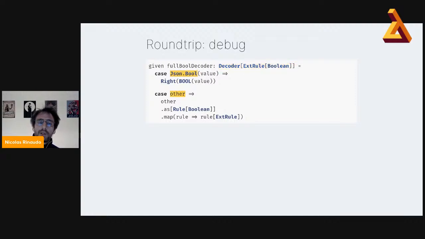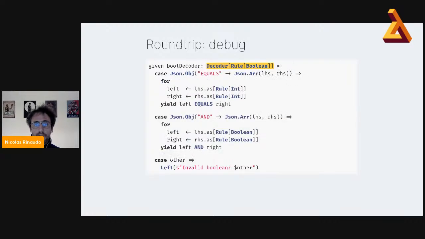So this knows how to decode Booleans or whatever else. We're trying to decode the root of our tree, so it's not a JSON Boolean, it's not a raw Boolean, it's an other. So we're going to decode it as a rule of Boolean. We go to the rule of Boolean, decoder of rule of Boolean, which handles equals and other. Well, we are decoding an and, aren't we?